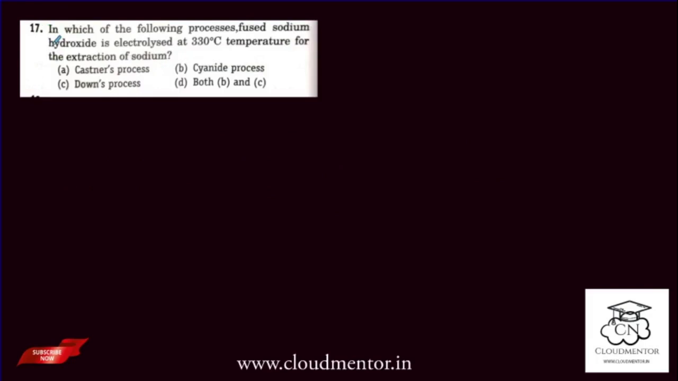Next question: in which of the following processes is fused sodium hydroxide electrolyzed at 330 degrees Celsius for the extraction of sodium? Option A, that is the Castner-Kellner process. So it is in that cell that the fused sodium hydroxide is electrolyzed at 330 degrees Celsius for the extraction of sodium. So that's the answer.